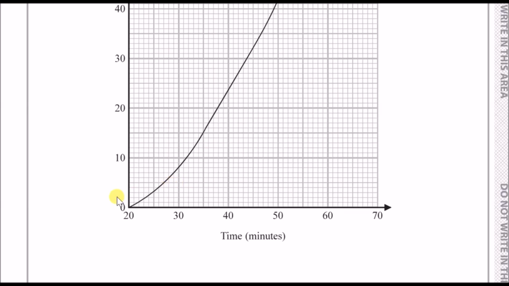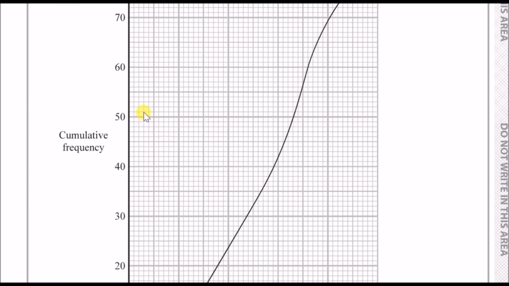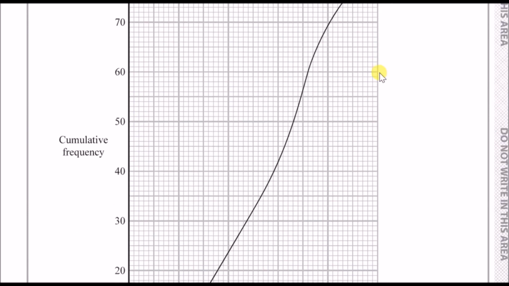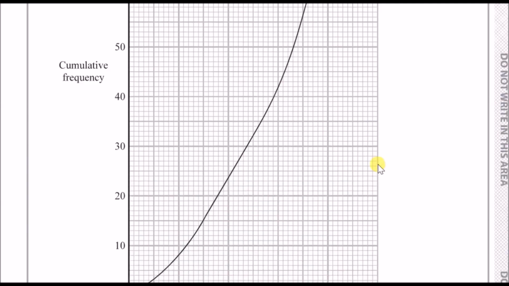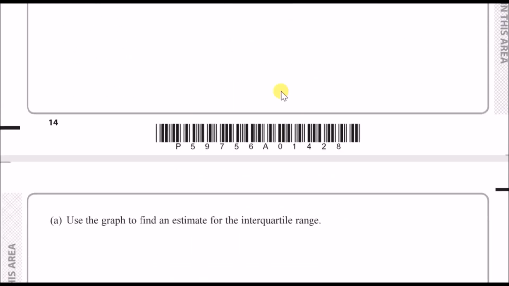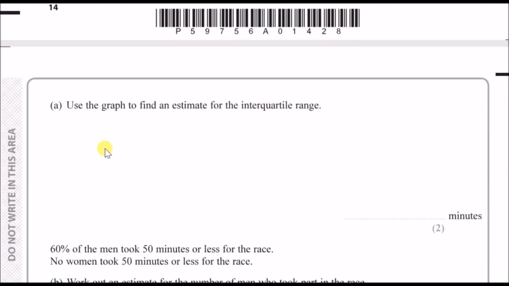So just to understand it clearly, we can say that for the first 10 adults, they spent about 31.5 minutes in a race, so they're quite quick. Whereas if you include every single adult, all 80 of them, then the longest they possibly could have taken was 70 minutes. Okay, so this is probably the slowest of the group. Now, A, use the graph to find an estimate for the interquartile range.